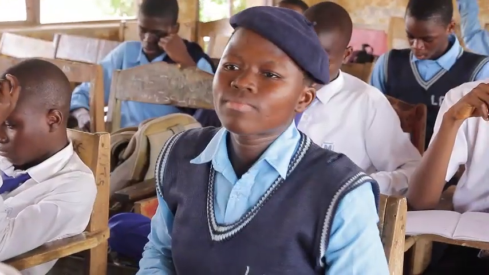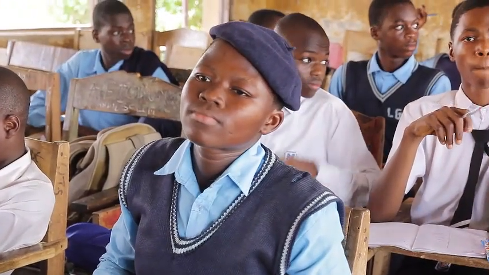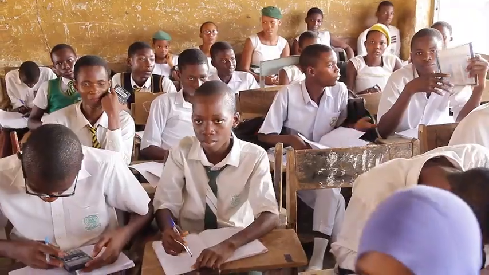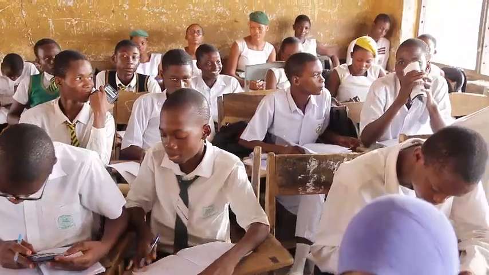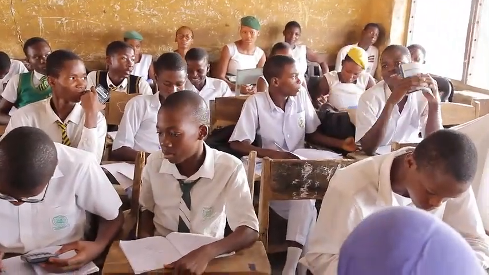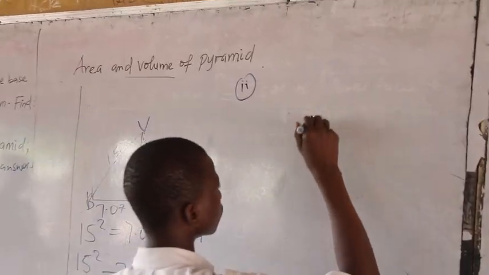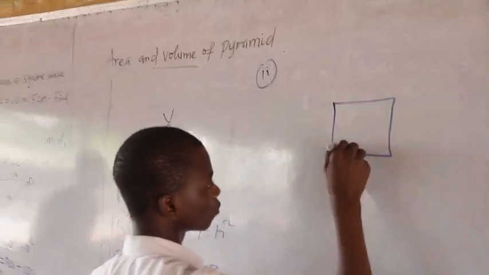So do we have a boy from Afro here? Anybody from Afro? A boy from Afro? Where are you? African Church. Oh yeah, come and solve it for us now. I mean, do the net of that pyramid. Open it like this, so that you'll be able to find the total surface area.